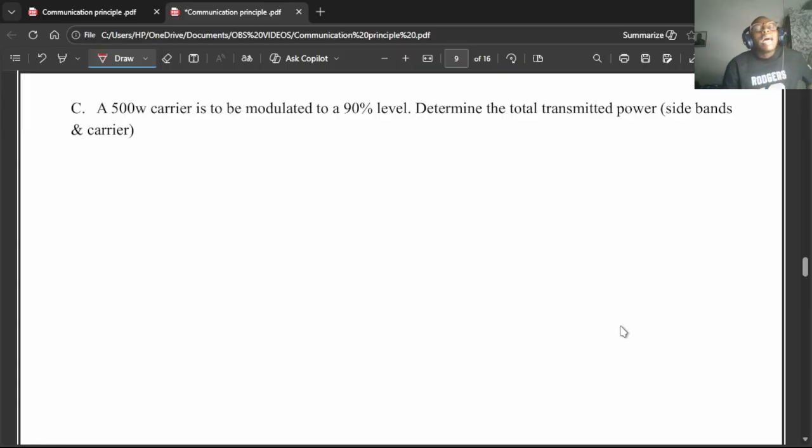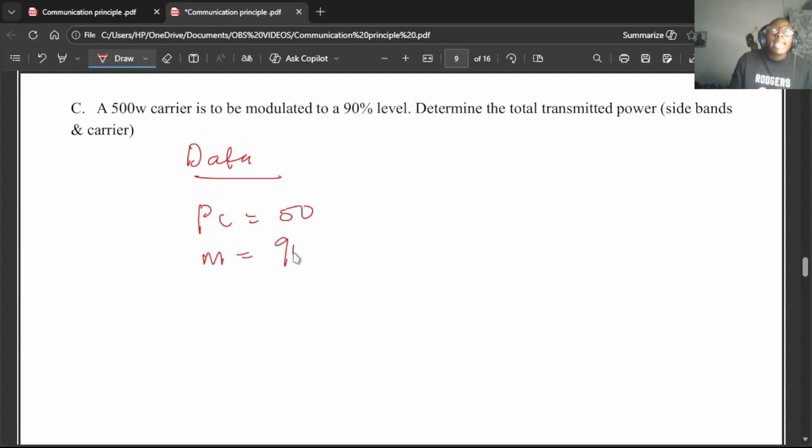Determine what? The total transmitted power. When we are talking about total transmitted power, what are we talking about? Is it not PT? Yes, we are talking about PT. So basically, from your question, you're given data. Your data here should be, you are given PC, your carrier power, to be 50. Modulation index to be 90 percent. And 90% will tell you that this is 90 divided by 100, and you have 0.9. What you are now asked to calculate is PT, which is the transmitted power.